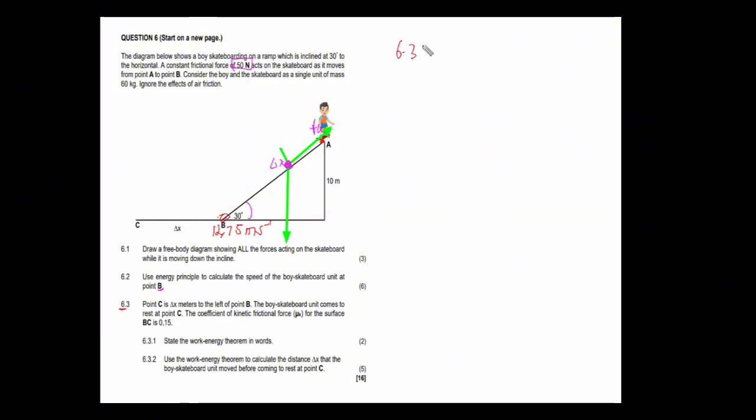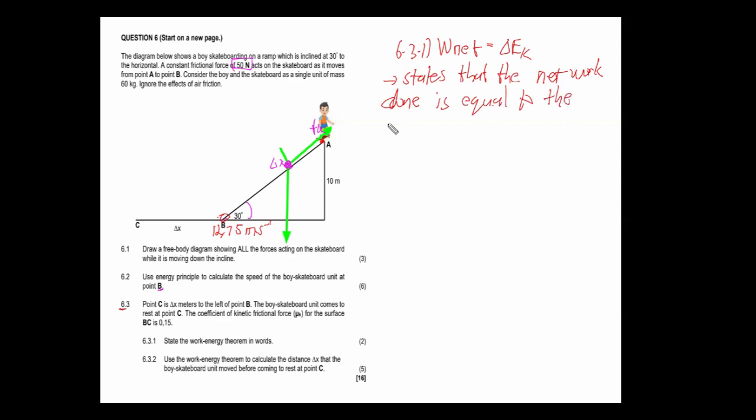6.3.1 says, state the work energy theorem. Now we have already discovered that whenever we want to write this definition, we just have to remember it from the formula. W net is equals to change in EK. And then we are going to say it states that the net work done is equal to the object's change in kinetic energy, right? So that's it.